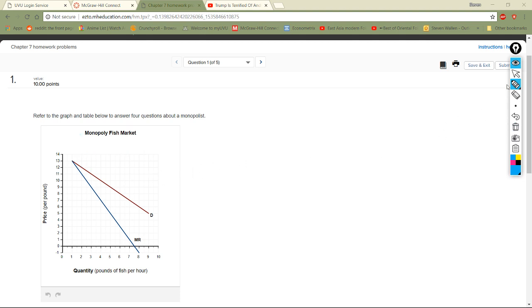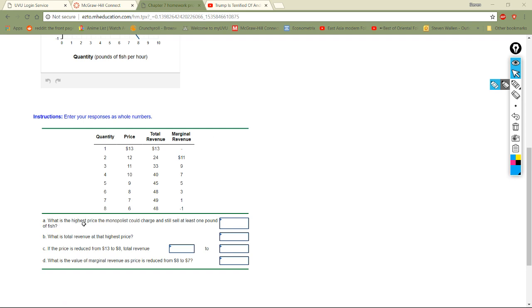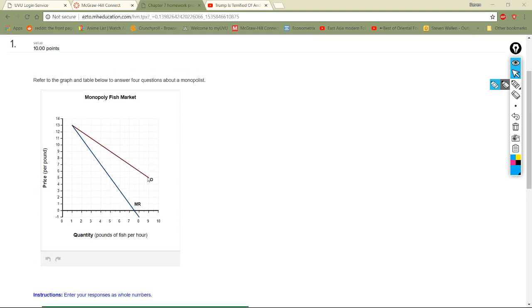So let's go down here and see what we got. What is the highest price the monopolist could charge and still sell at least 1 pound of fish? Well, here they're selling 9 pounds of fish, and there's still demand for it. As long as there's demand, you can sell it. So, is there demand? Yes.